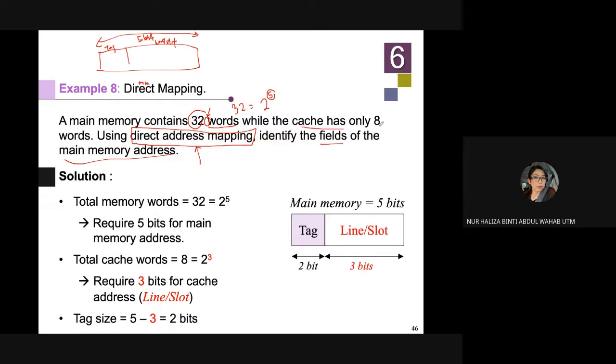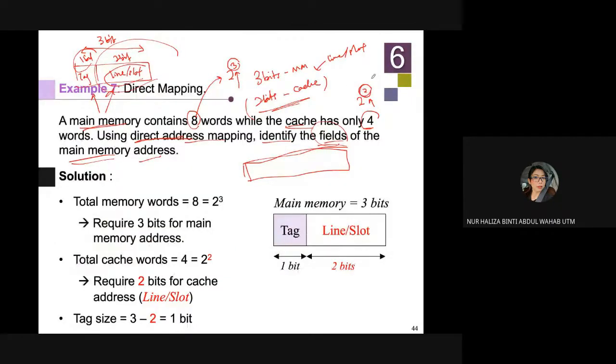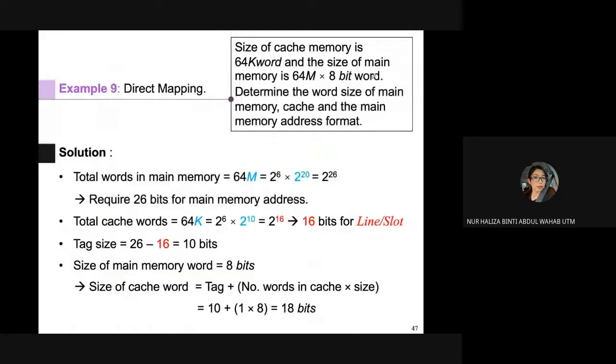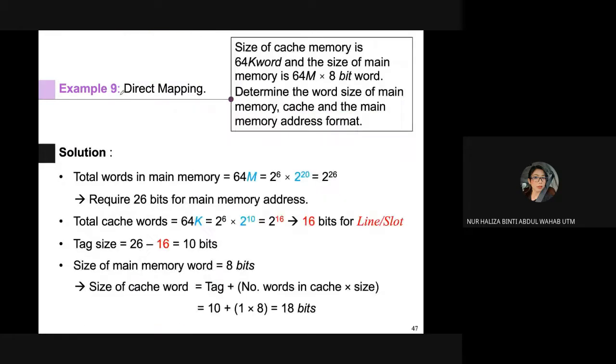The cache only has 8, which is 2 to the power of 3. 2 to the power of 3 is 8. So you have cache as 2 to the power of 3. This cache size is the same as in this question, it is already given. And this one is your line or slot. Now you know your line or slot is 3 bits. And of course, you will know that your tag will be 2 bits. It is not too hard, right? It's easy. So your tag size is 2 bits. That is how you find the fields for your main memory address, which gives your tag size.